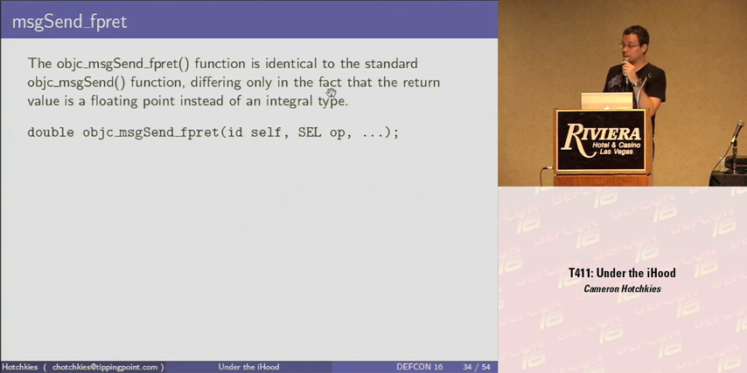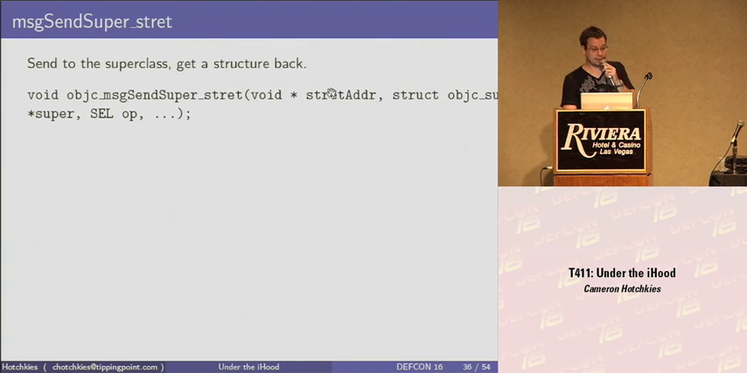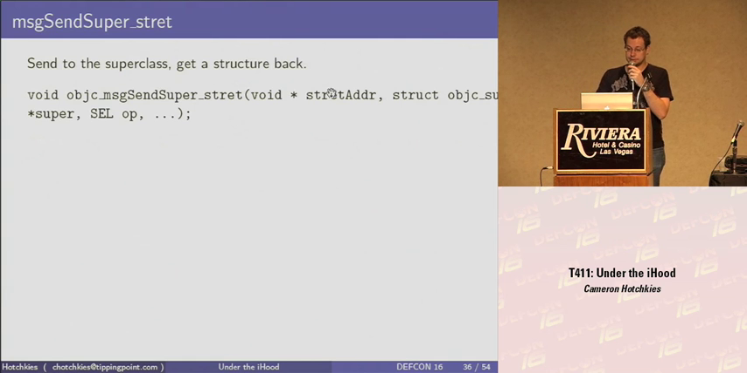Then you have the floating point return value version of message send. Instead of passing a pointer back, it's going to pass a double back. You have the structure version. Now this is the one where it changes slightly, because the return value that's coming back is actually going to be the first argument being passed into the function. And then after that, it repeats the same thing. And then superstrat. Once again, I'm sure we can all figure out what that one is.